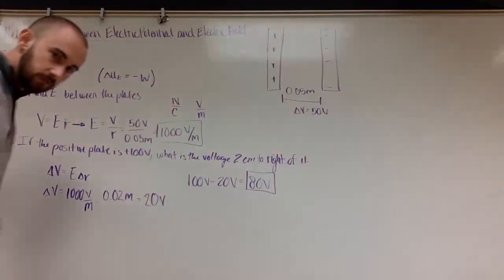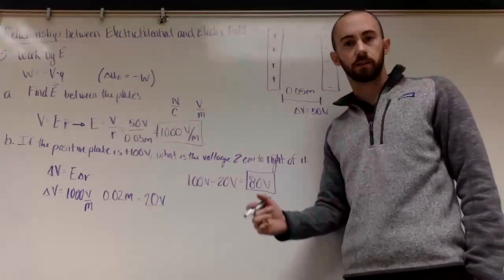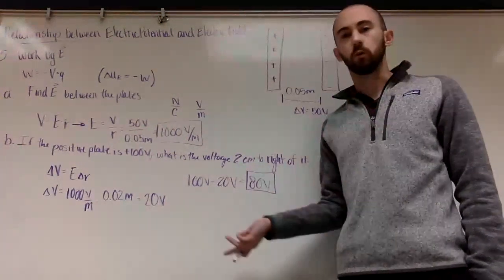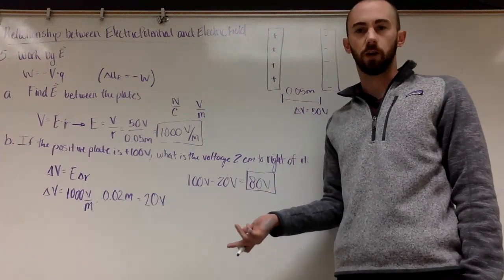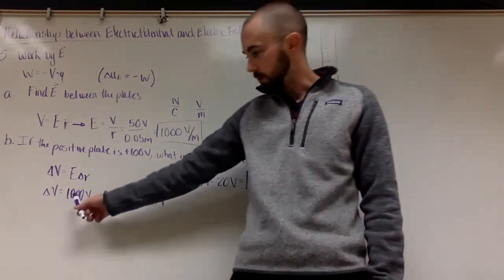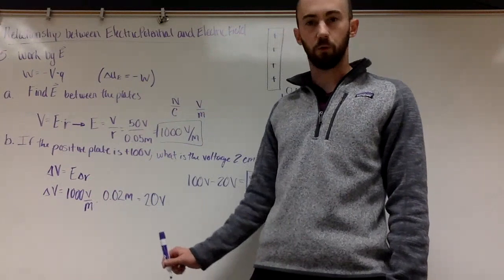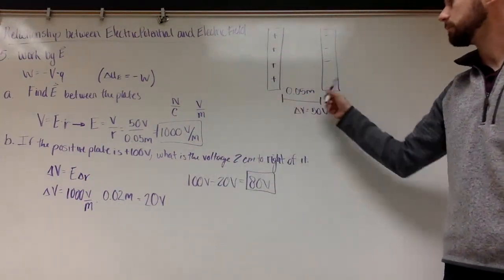Okay, hopefully you got 80 volts. The way we did this was, we know the electric field strength is 1,000 volts for every meter we go. That means for every 1 centimeter we go, it's only going to be 10 volts because that's 1/100th. If we're going 2 centimeters, that'll be 20 volts. So look, we just take the electric field times how far we go through it, and we end up with our voltage change. We drop 20 volts because remember, we're going from positive to negative.